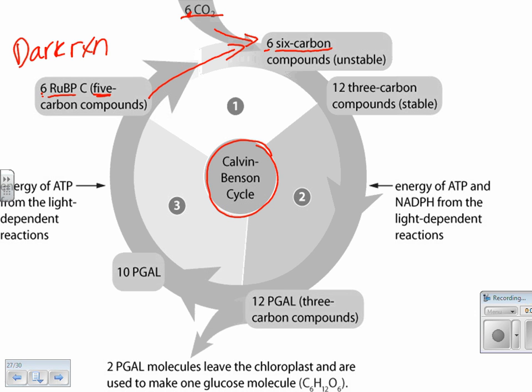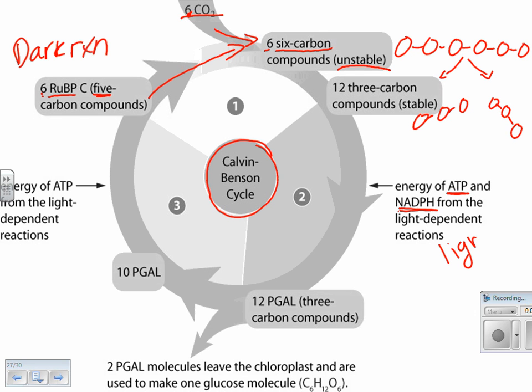This is highly unstable, so it's not going to remain in this state. So we've got a 6 carbon compound. And right away, it's going to break off into 2 3 carbon compounds. Okay, these are much more stable. Then we use our ATP and our NADPH, which came from the light reaction.